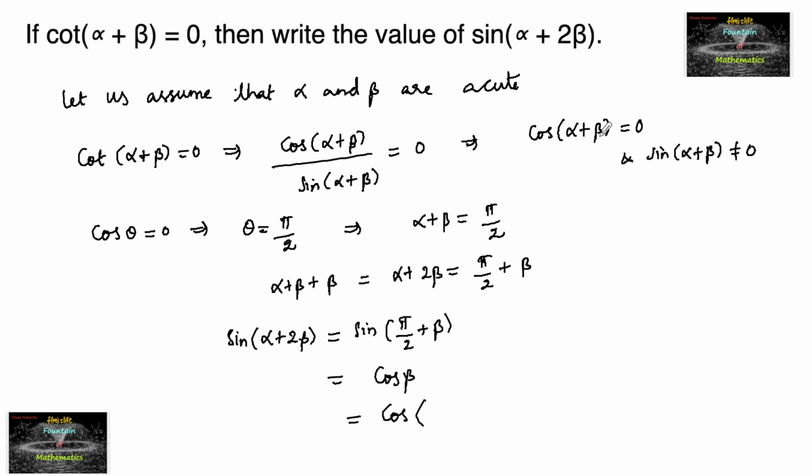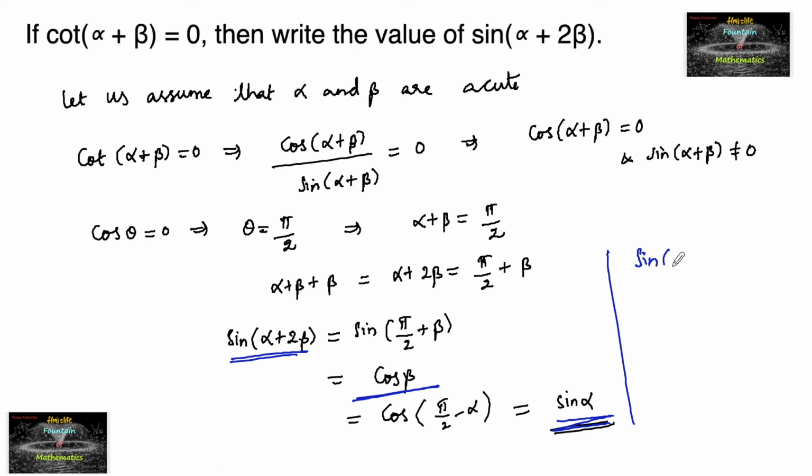Or we can also write this, since alpha plus beta is equal to pi by 2, beta is pi by 2 minus alpha. So cos of pi by 2 minus alpha we can write as sin alpha. So sine of alpha plus 2 beta can be taken as cos beta or sin alpha. Okay, thank you.